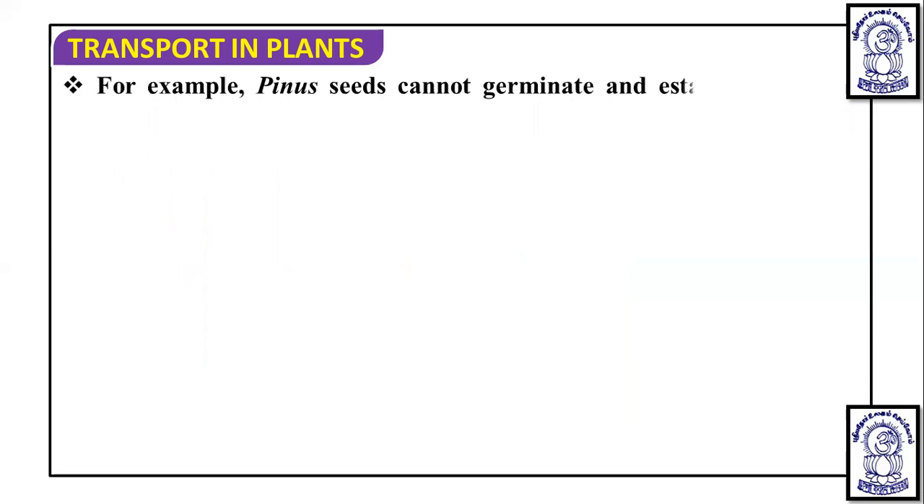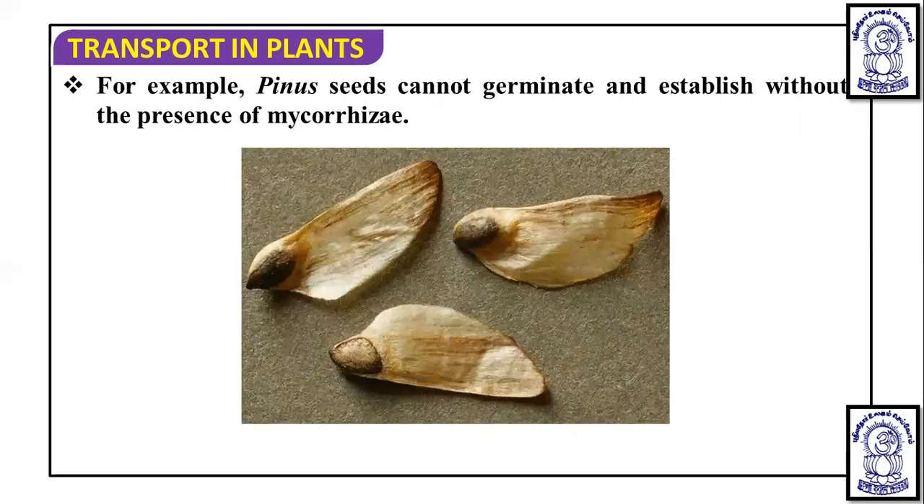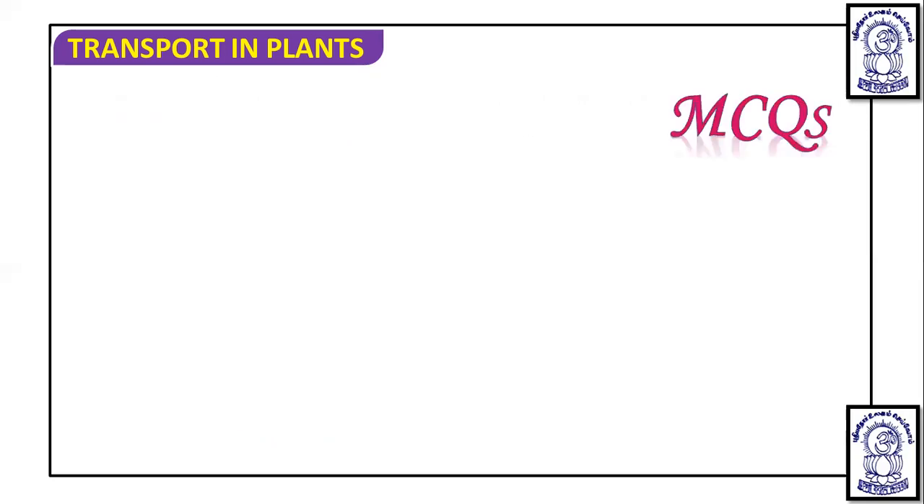So, for example, if we take Pinus, we know that Pinus seeds cannot germinate and establish without the presence of mycorrhiza. So, to germinate the Pinus seeds, there should be a mycorrhizal association, and that is important. See, these are the Pinus seeds. Pinus has winged seeds, with a winged pericarp. So, this is what symplast and apoplast are, and important information regarding this.